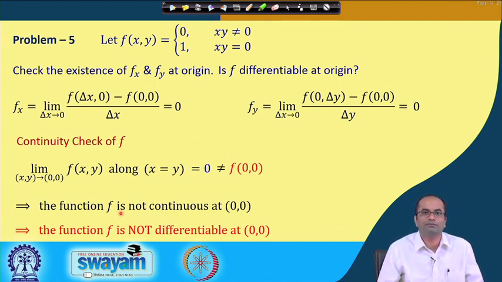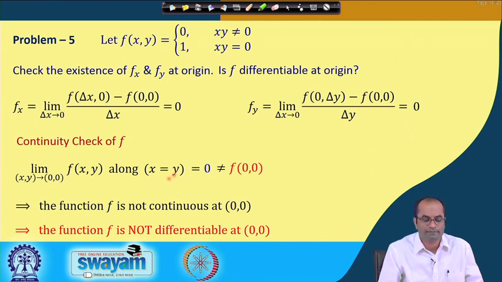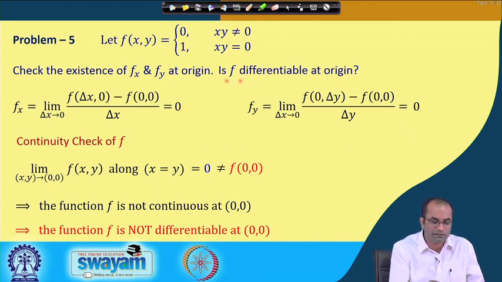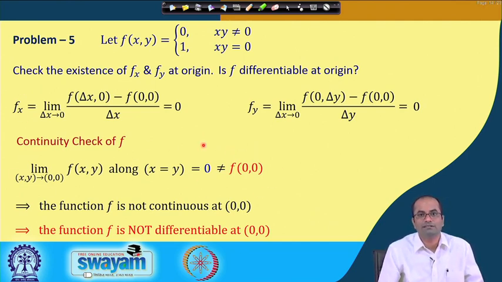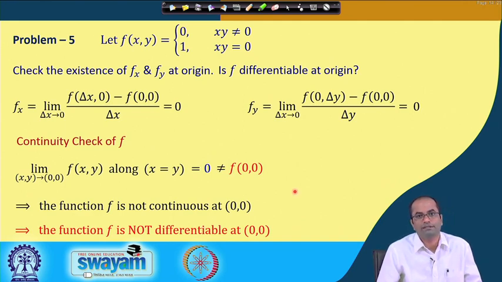We do not have to go for any other test for differentiability because the function is not continuous, though the partial derivatives exist in this case. So, one of the necessary conditions here is fulfilled, but continuity is also a necessary condition for differentiability, which is not fulfilled here. So, the function is not continuous, and hence the function is not differentiable without any further test.